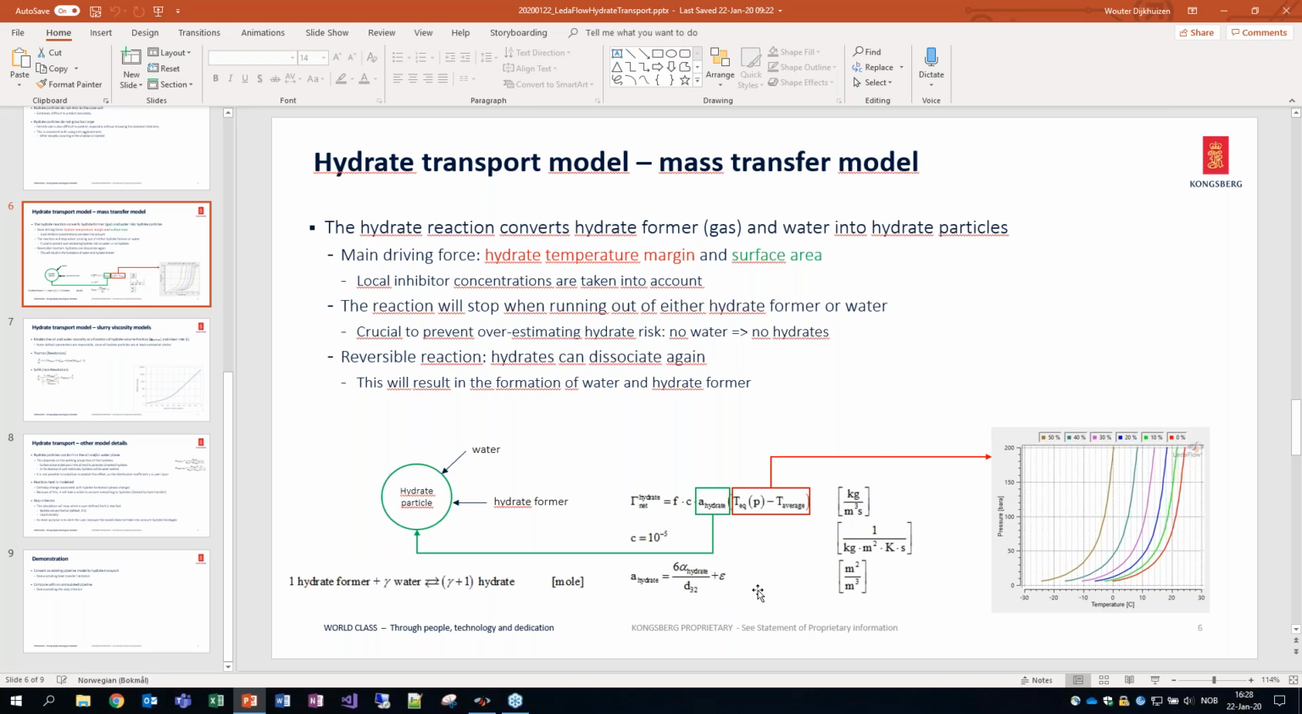How do we have provisions to handle Joule-Thomson effects in gas condensate pipelines, and how would that affect hydrates and wax? Yeah, so LedaFlow can handle Joule-Thomson effects, and that can be used with the hydrate transport model too.